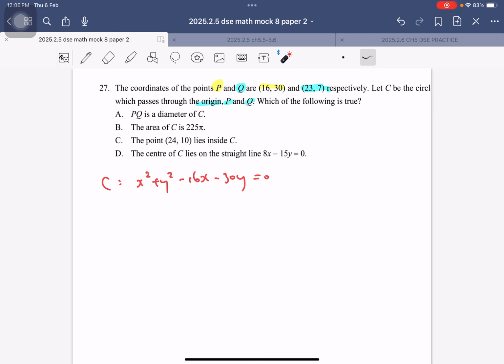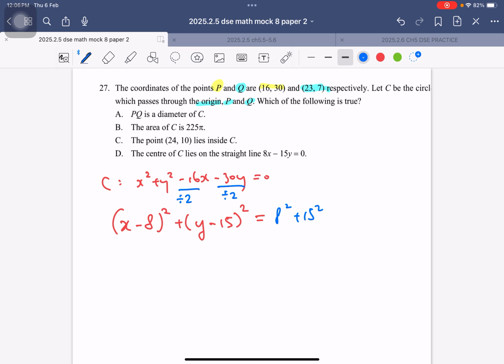How do we change it? Remember? For x, you divide this number by 2, and then divide by 2 for y, and then combine them. So divide by 2, you get minus 8 squared, and then plus this divided by 2 giving you 15 squared. And then remember, on the right hand side you add the numbers squared, so you're adding 8 squared plus 15 squared. We don't have the f, so minus nothing.